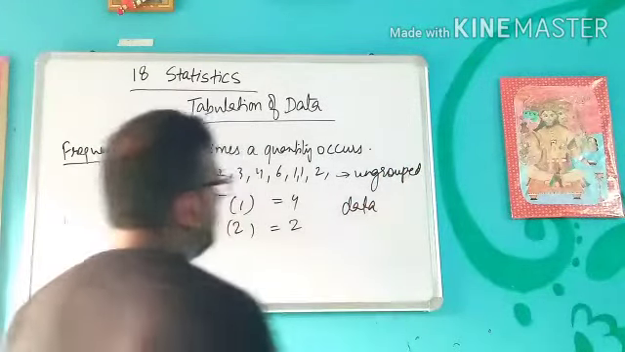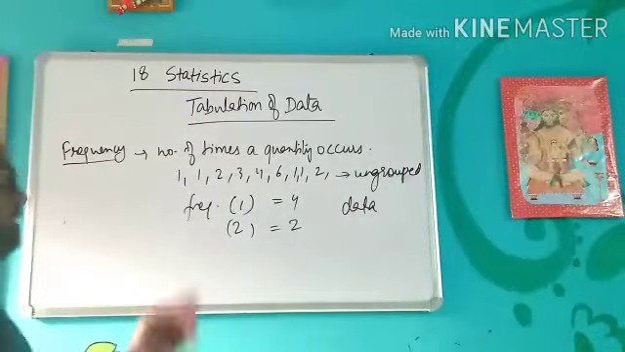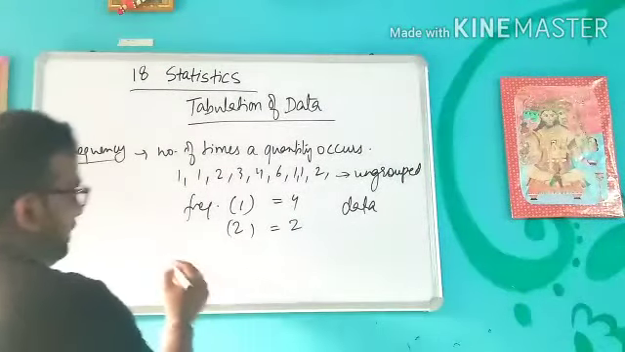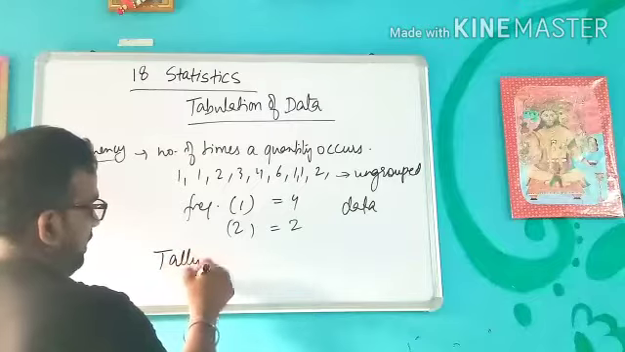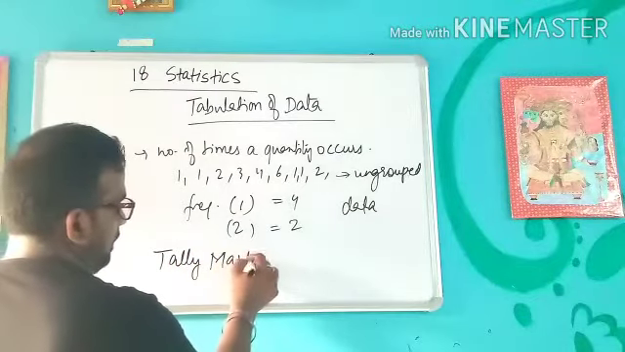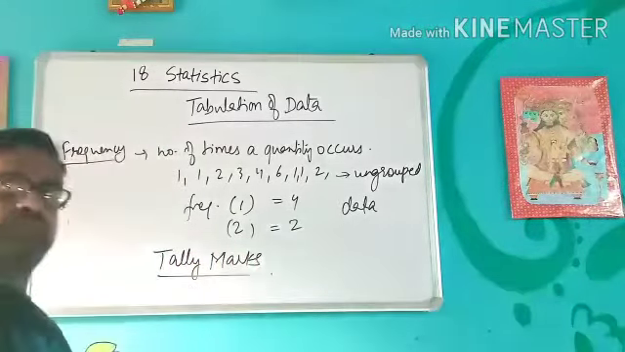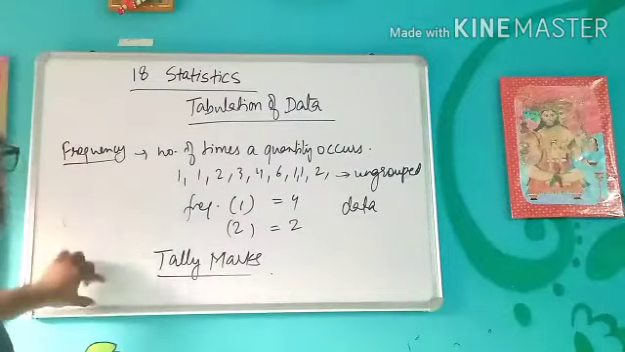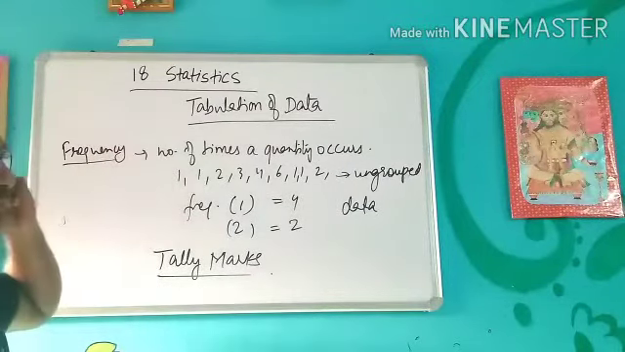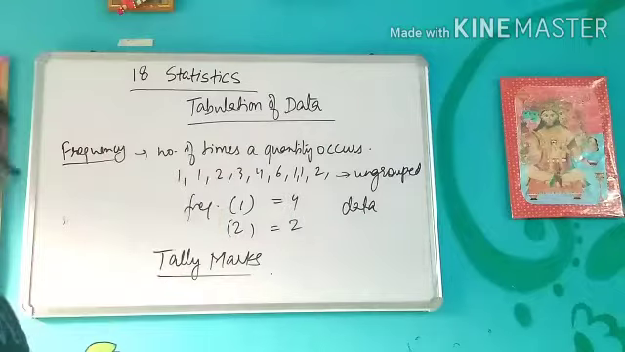And how do we collect this data? This data is collected using tally marks, which we have done in previous classes. We write the discrete values here, then for the number of occurrences we mark the tally marks, and afterwards we count them.